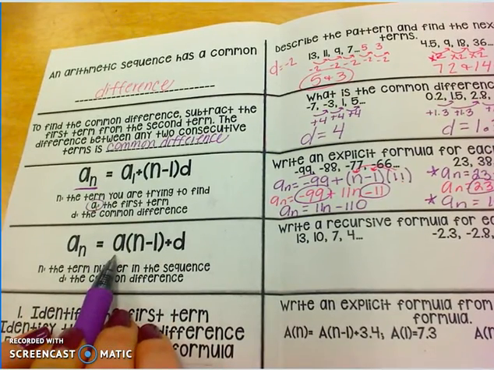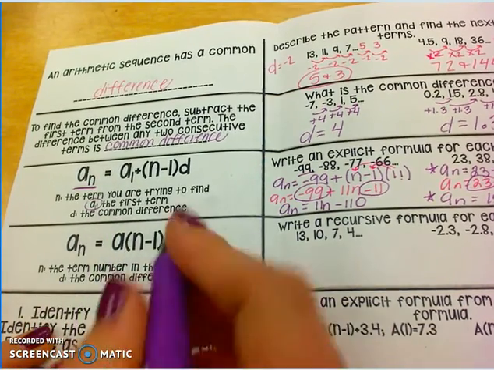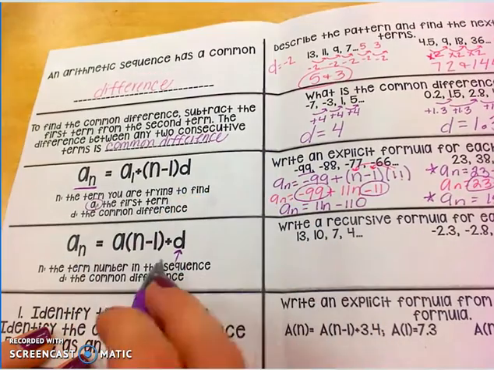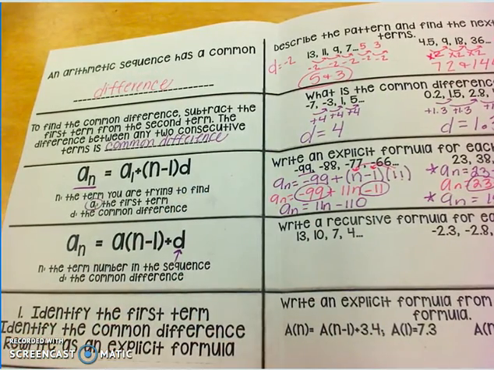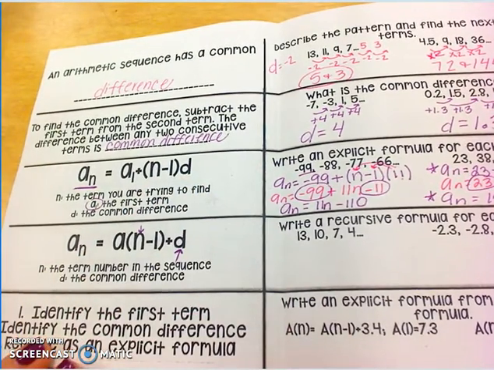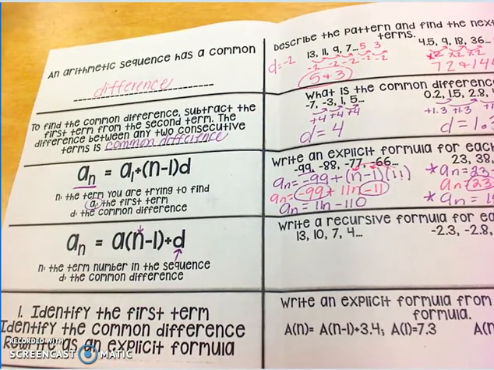This a right here is not the first term anymore. You're not plugging in for that. The only number that we're plugging in for is this d, that common difference, unless it tells us the number in the sequence that we're looking to find. But if we're just writing the formula, we're just substituting for that value d. Okay?